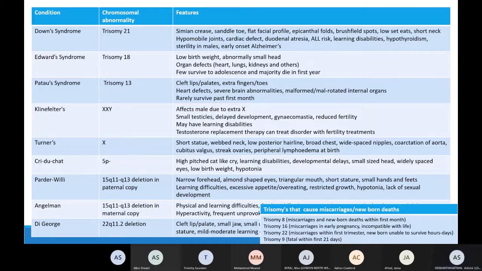Yeah, and then just trisomies that I've listed here, which are likely to cause miscarriages or newborn deaths. Trisomy 8, 16, 22 and trisomy 9 are usually the more fatal ones, or they're lost early in the pregnancy.